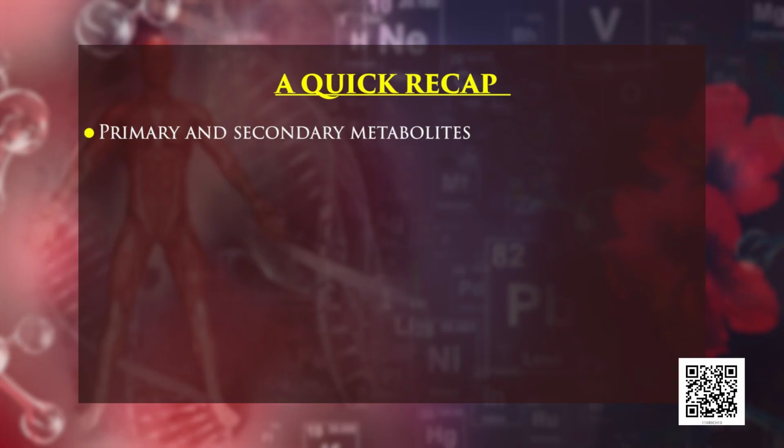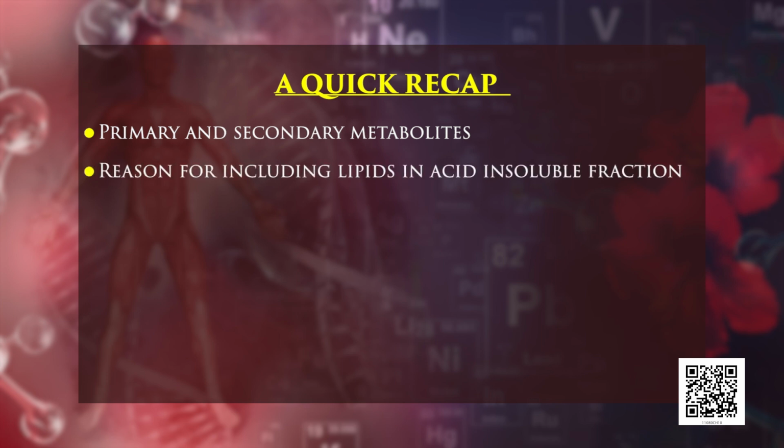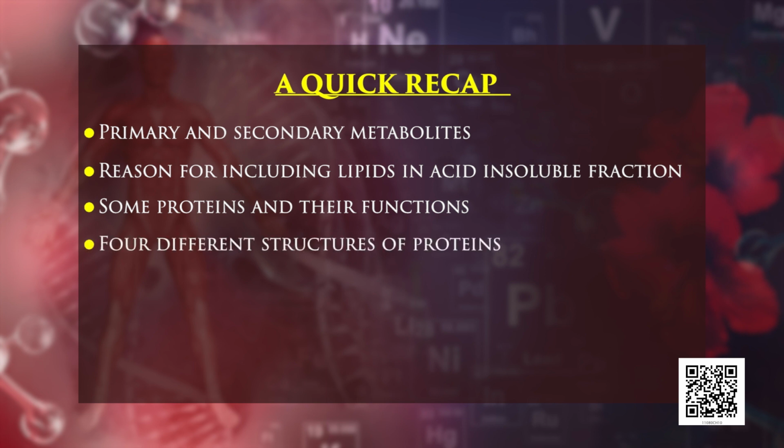Let's have a quick recap of what we have learned today. In today's session, we have discussed primary and secondary metabolites. We also discussed the reason why lipids are found in the acid insoluble fraction. We have also learned about the importance of proteins and the various functions performed by them. We also discussed the 4 different structures of protein and the various types of polysaccharides.